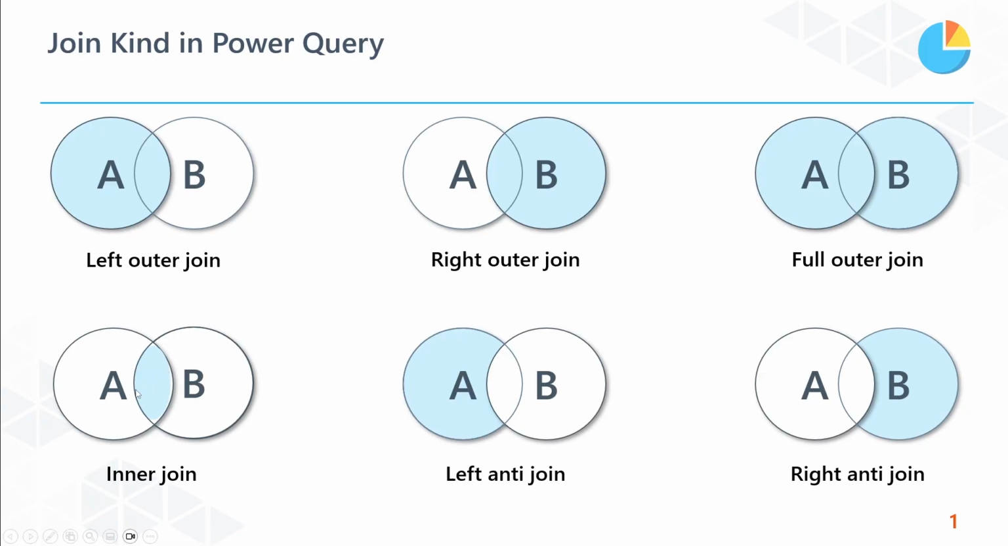A left anti-join is everything from table 1 that did not get matched to table 2. And then the opposite of that, the right anti-join, is everything from table 2 that did not get matched with table 1.